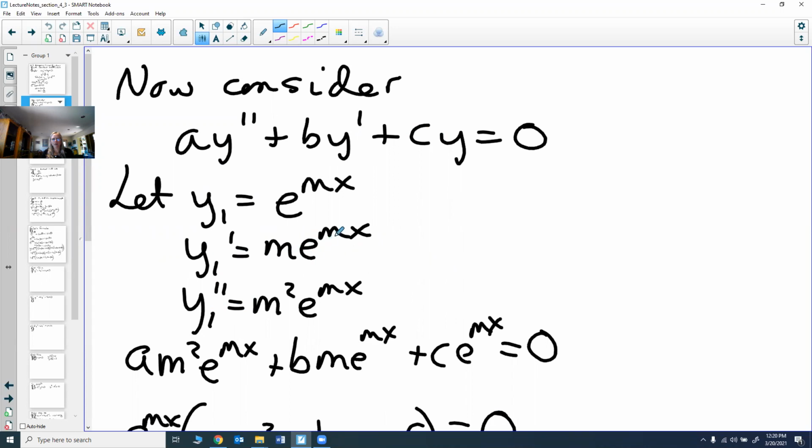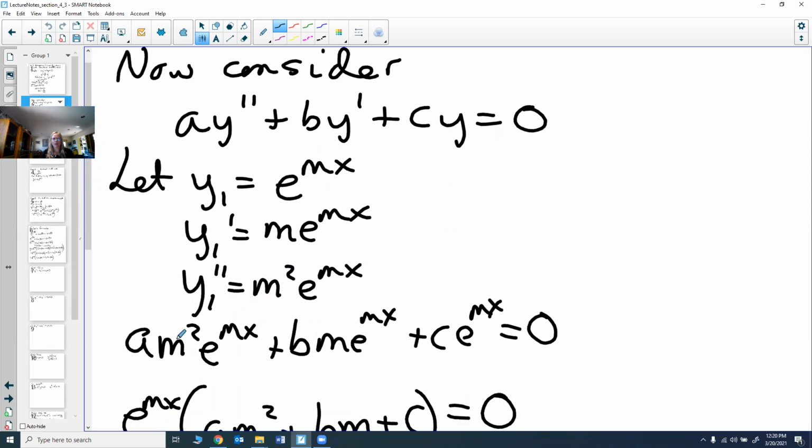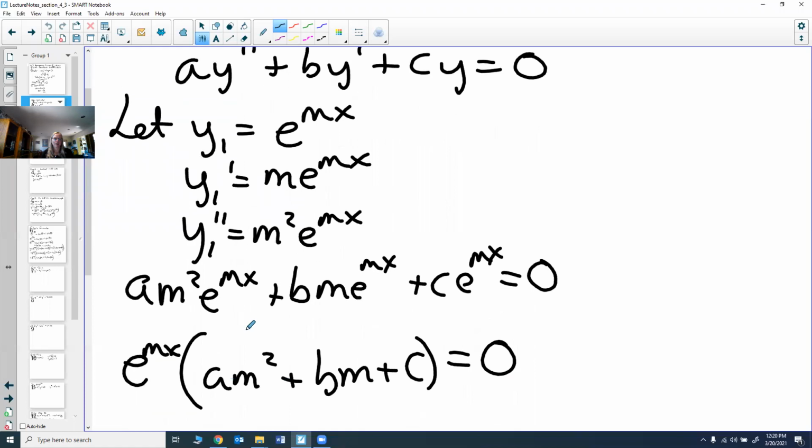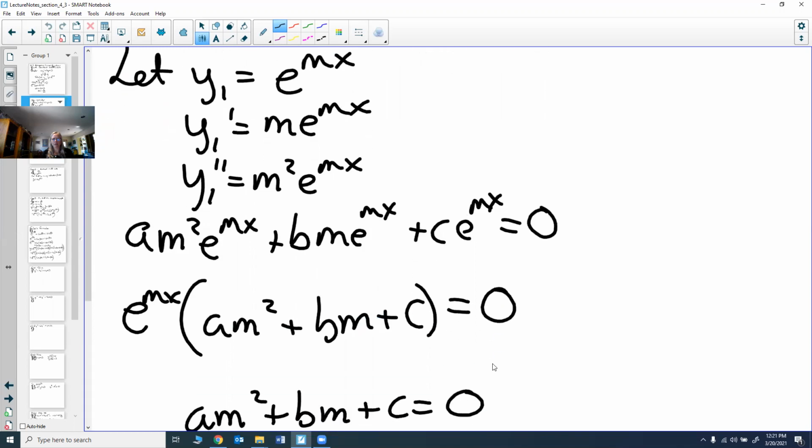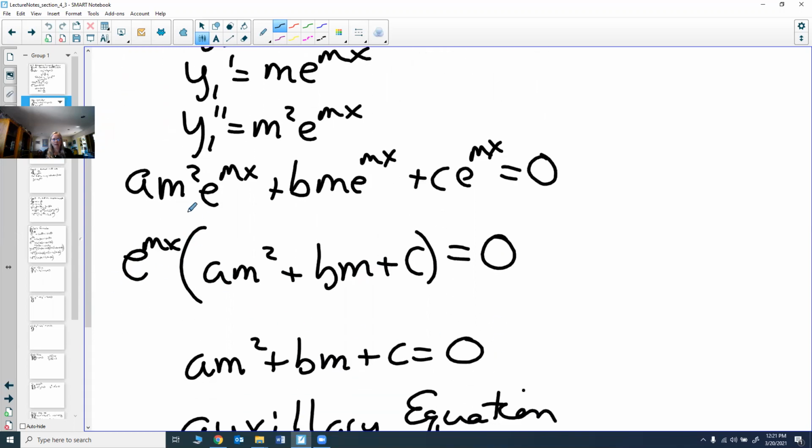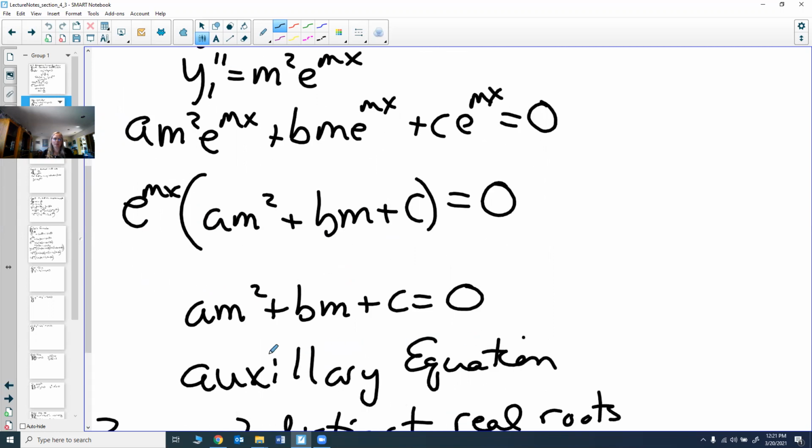So y prime would be m e to the mx. Y double prime would be m squared e to the mx. So we get a m squared e to the mx plus b m e to the mx plus c e to the mx. I notice that all of these have an e to the mx in it, so I can pull that out and I get a m squared plus bm plus c equals 0. E to the mx can't be 0, so that must mean a m squared plus bm plus c equals 0. This is known as our auxiliary equation.